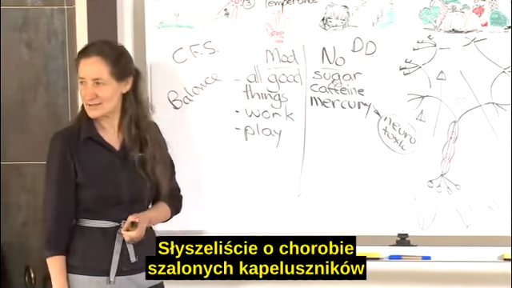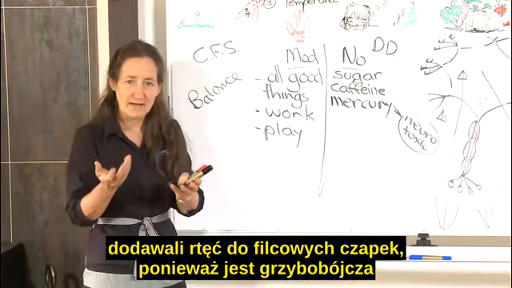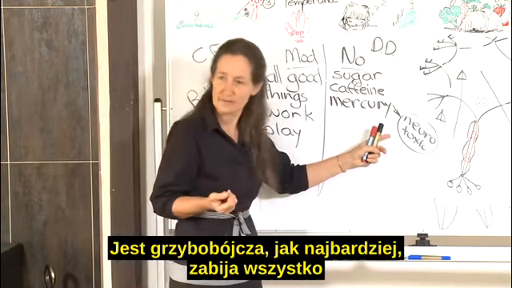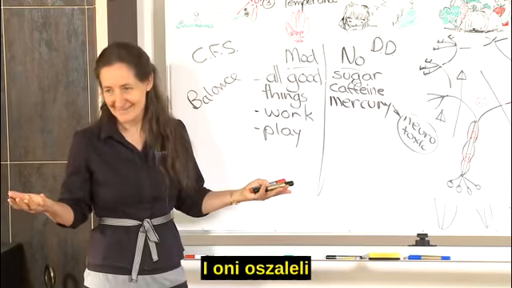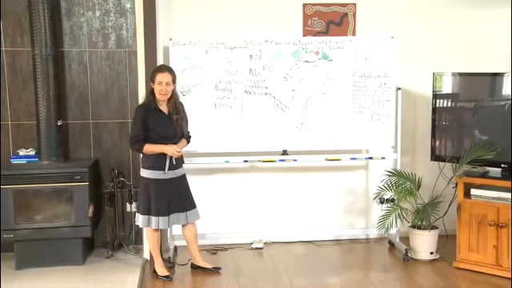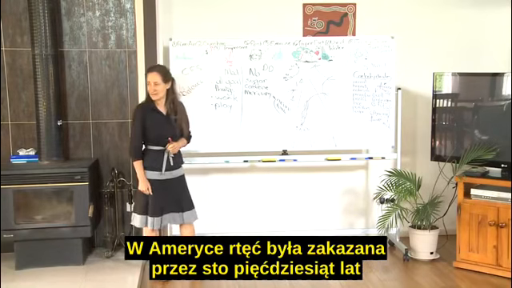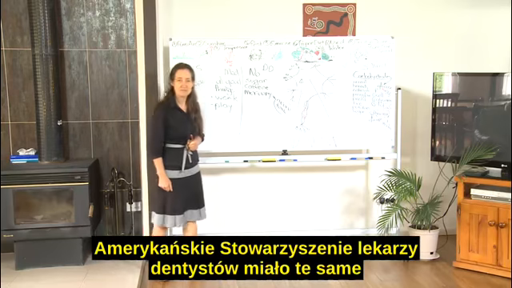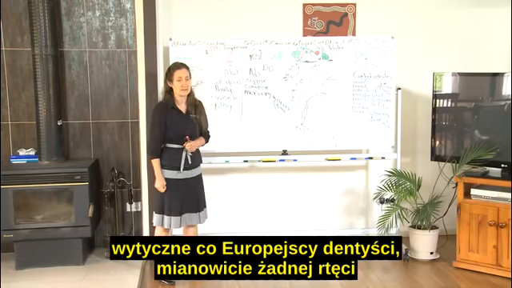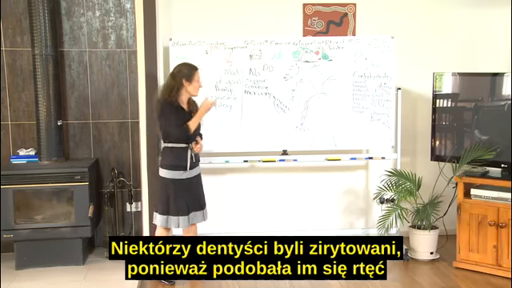You've heard of mad hatter's disease? The hatters used to put mercury on the felt hats because it's a fungicide. Oh, it's a fungicide, all right, it'll kill everything. And they went mad because through the pores of their skin, the mercury was going in. In America, mercury was banned for 150 years. The American Association of Dental Surgeons had the same guidelines as the European dentists, which was no mercury. And some of the dentists were getting irritated because they liked this mercury.